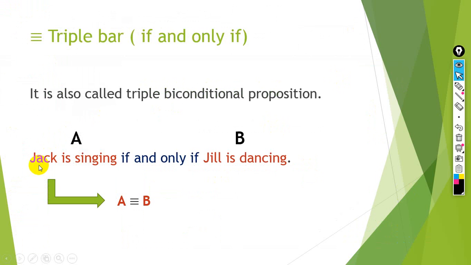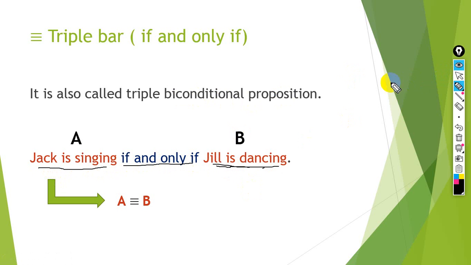Look at this. For example, Jake is singing if and only if Jill is dancing. Without this, it will be impossible. So in this case we can say this is biconditional. We represent a biconditional statement, a biconditional proposition, using the triple bar. It is also called the triple bar biconditional proposition. Here, Jake is singing if and only if Jill is dancing.